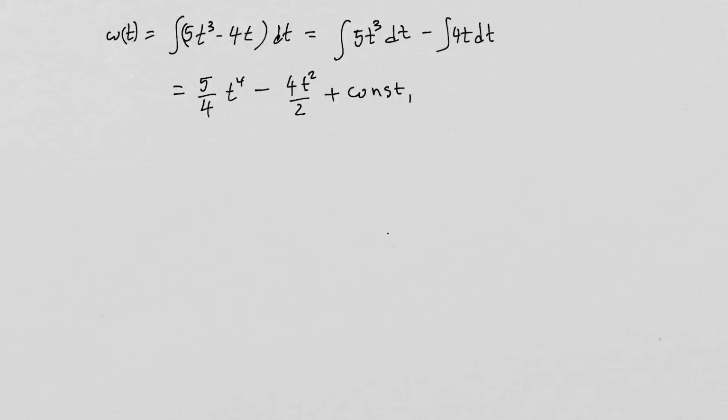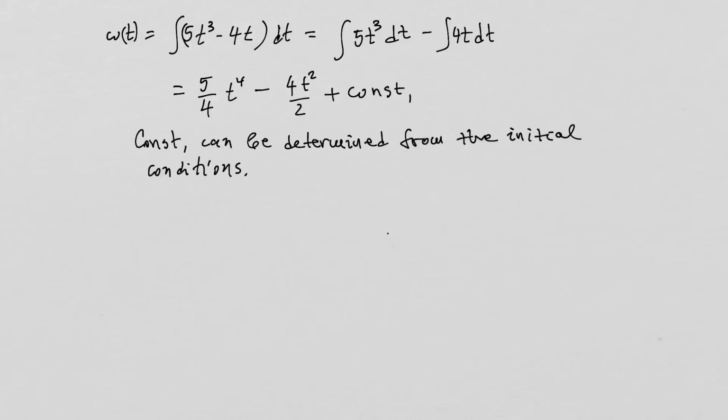So when the integrals are done, the first one yields 5 over 4 t to the fourth power minus 4 over 2 times t to the second power plus a constant. The constant comes in here because these are integrals without limits, and so that is part of the solution. So the question is, what's this constant equal to?